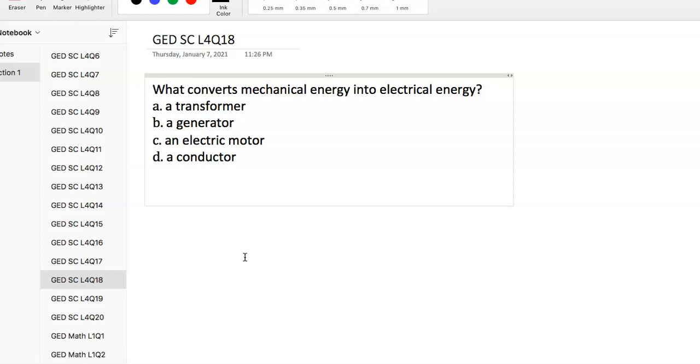Okay, and some types of energy here towards the end of level 4. What converts mechanical energy into electrical energy? And that is a generator. So generators convert mechanical energy into electrical energy, while a motor does the opposite. It converts electrical energy into mechanical. Both devices work because of electromagnetic induction, which is when a voltage is induced by a changing magnetic field.